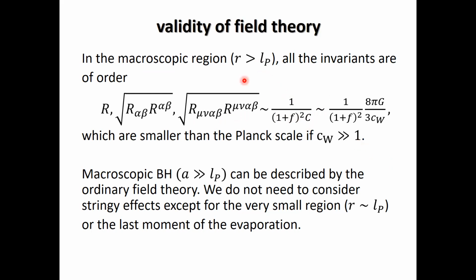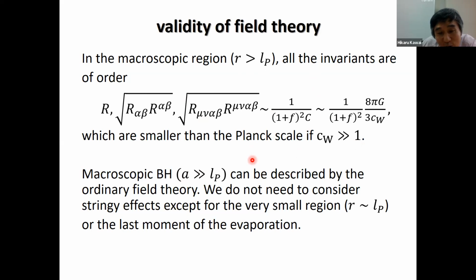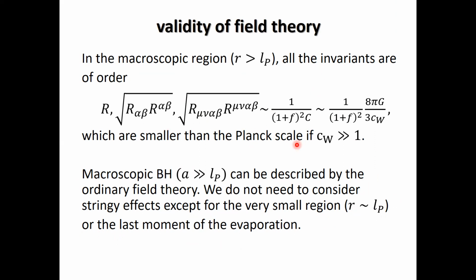In this sense, the title of my talk is a description of black holes by ordinary field theory. A macroscopic black hole, meaning a is greater than Planck length, can be described by ordinary field theory. We do not need to consider string effects, except for the very small region, r near Planck length, or the last moment of the evaporation. Thank you very much. This is a very, very good, crucial point. Thank you.